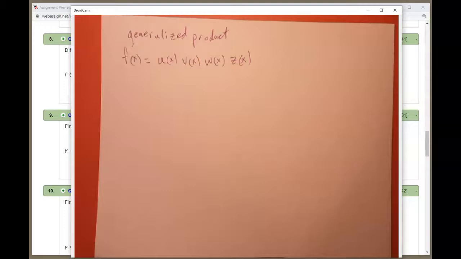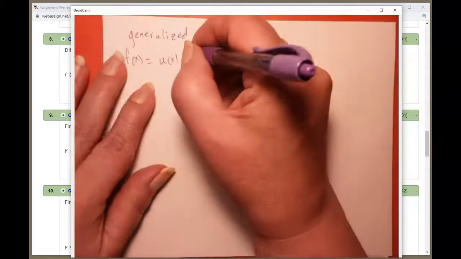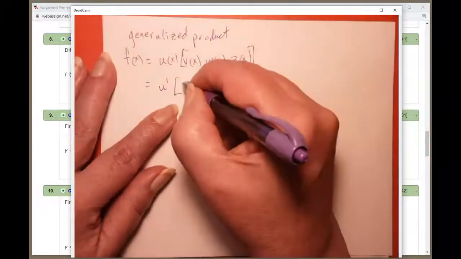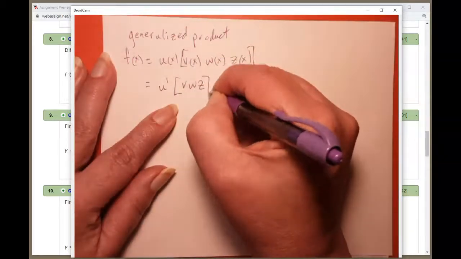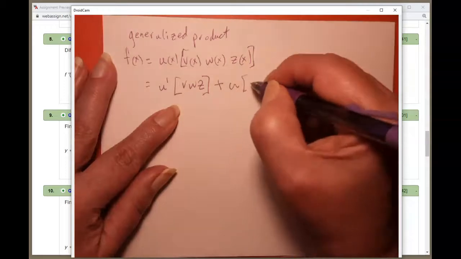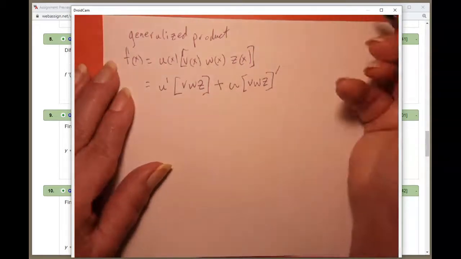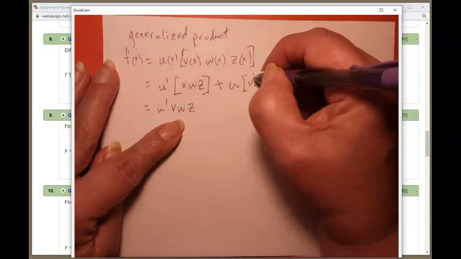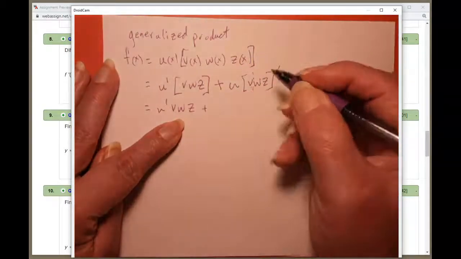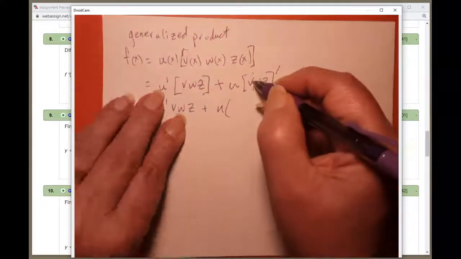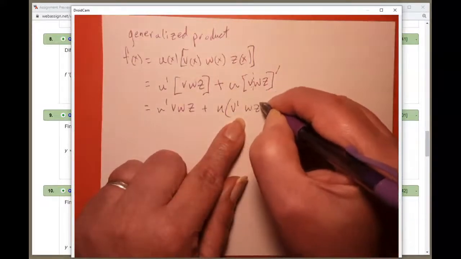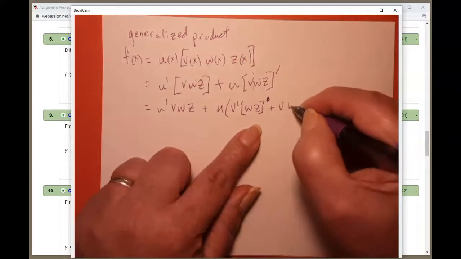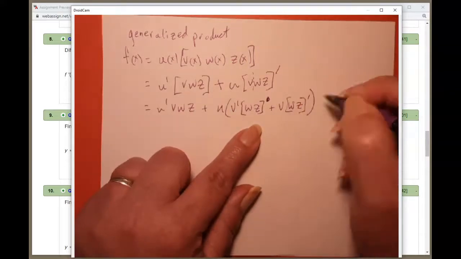So if I had, just in general, a bunch of things multiplied together, I could do a product at a time. So I could split this up and do a product at a time. So this would be u prime times this, v, w, z, plus u times v, w, z prime. So this is u prime v w z. And now I need to split this up into a product. So I'll split this up like this. So plus u times v prime times w z, no prime there, plus v times w z prime. So you can see this is really cumbersome.